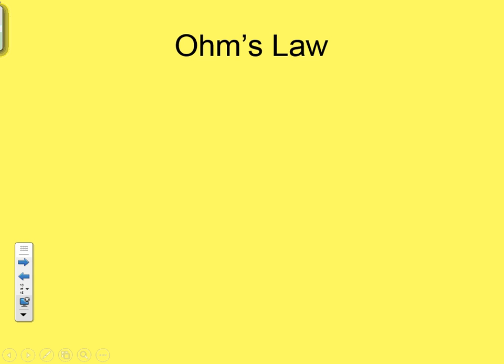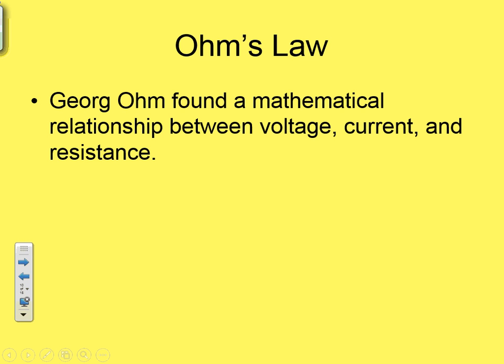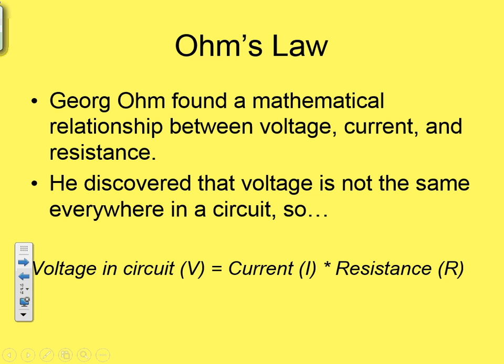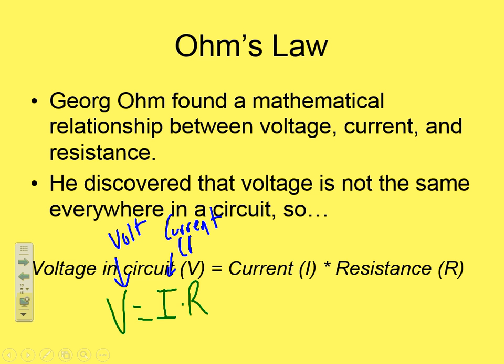So we've talked about current, we've talked about resistance, we've talked about voltage. What we can do is combine them together in Ohm's law. And what he did is he said the following is true. Voltage is equal to current times resistance. Voltage is in V, volts. I stands for current. Remember, current is in amps, and R stands for resistance, and the unit for resistance is ohms.